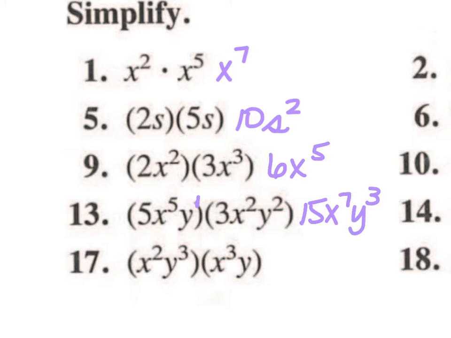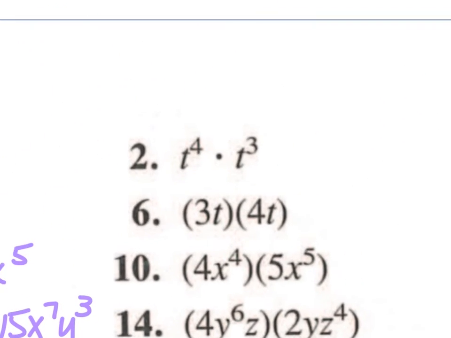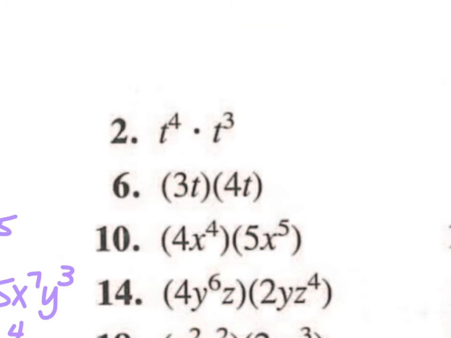For 17, we have x squared y cubed times x cubed y. So again, we're going to keep the x, add the exponents, be x to the 5th, keep the y, add the exponents, y to the 4th. For 2, we have t to the 4th times t to the 3rd, that's t to the 7th. For 6, the 3t times 4t is 12t squared.